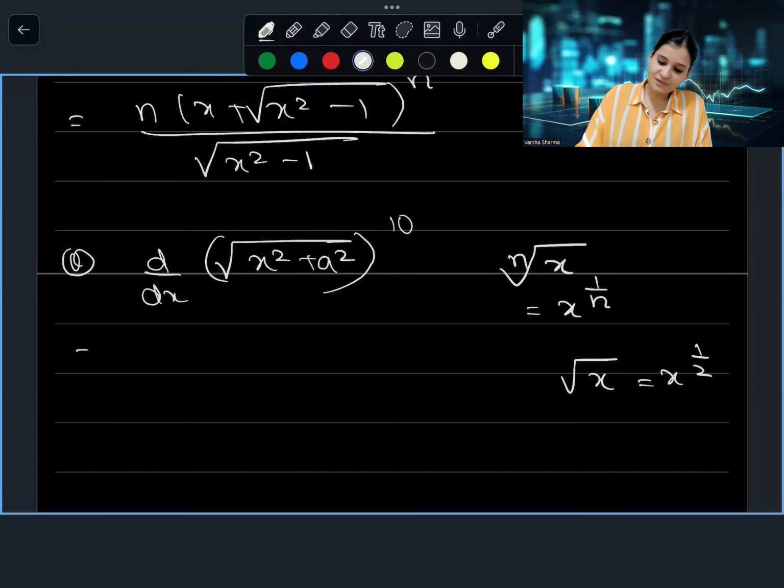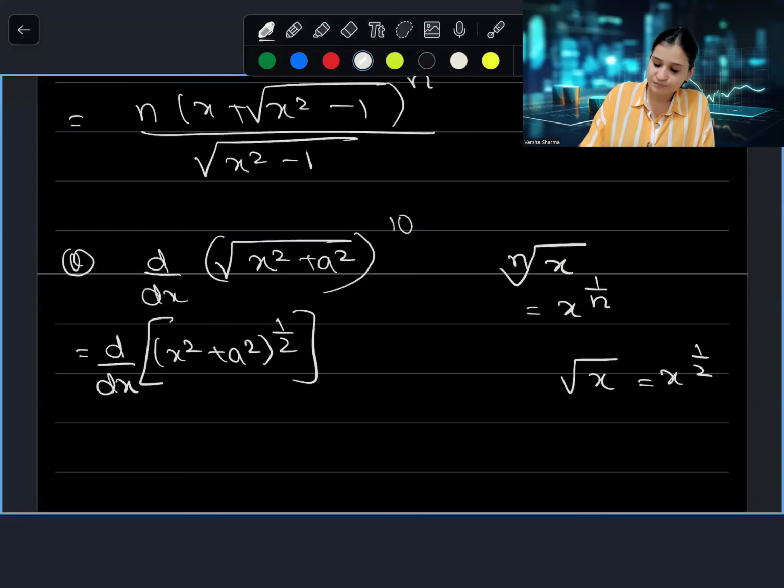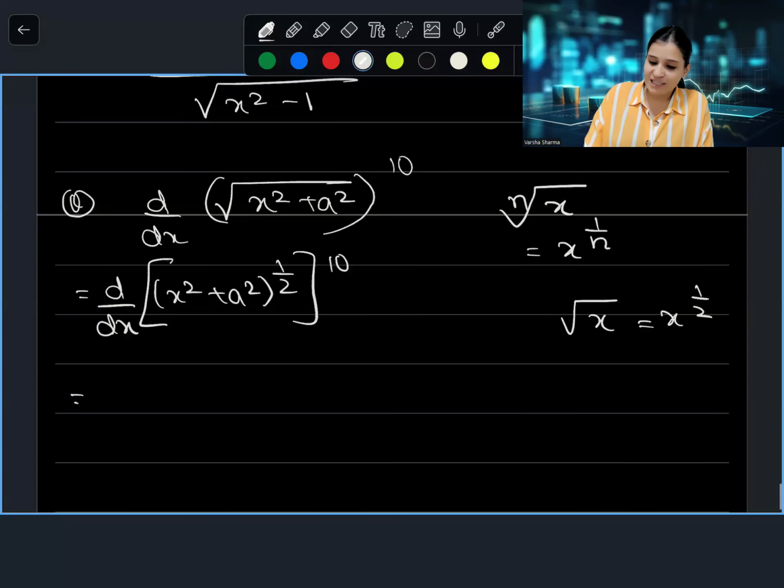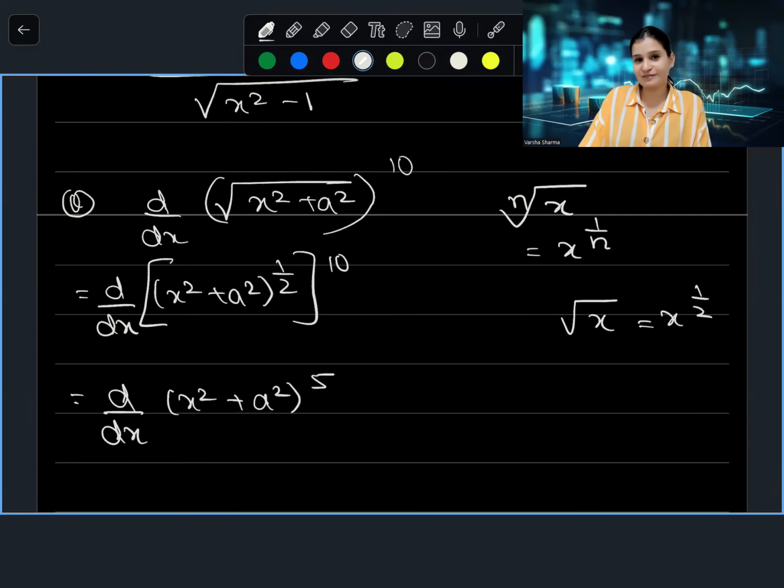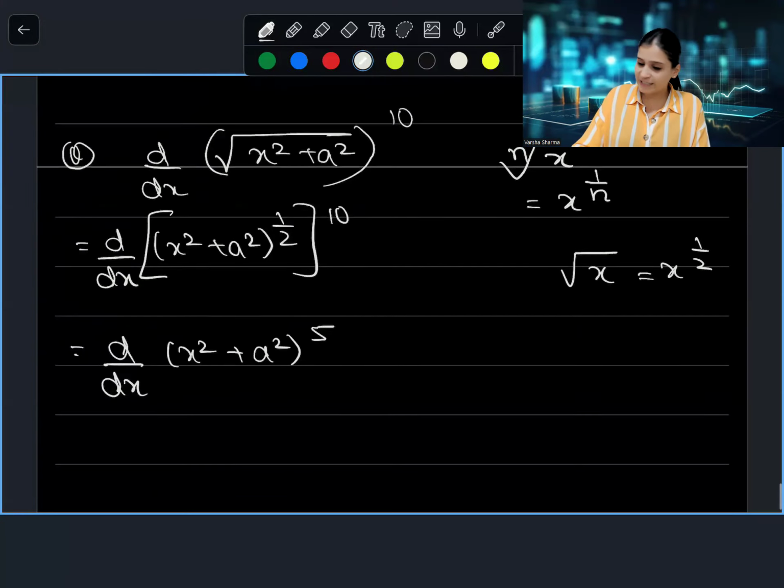Agreed? So the rule is simplification, then differentiation. I guess I mentioned it quite a lot of times. So x square plus a square root means to the power 1 by 2, and 10. So the power gets cancelled and it becomes x square plus a square to the power 5. Now I cannot simplify it anymore.